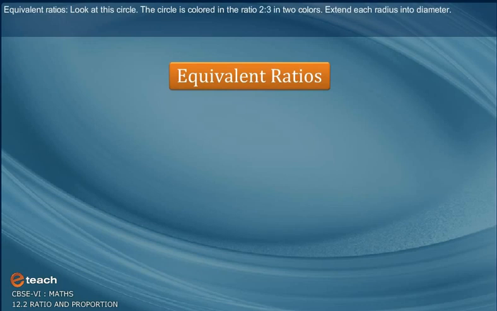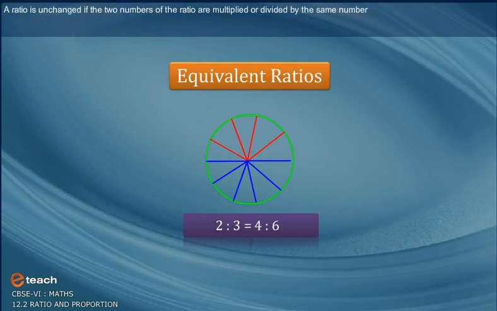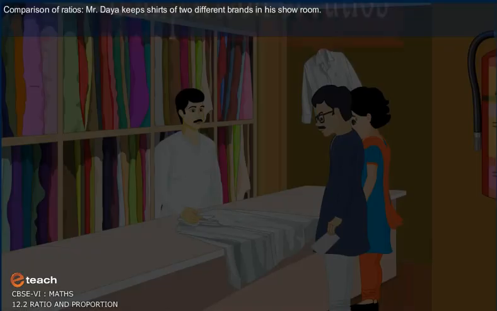Equivalent ratios. Look at this circle. The circle is colored in the ratio of 2 is to 3 in 2 colors. Extend each radius into a diameter. Now we can say that the circle is colored in the ratio of 4 is to 6. Are these ratios equal? Yes, because no change has occurred while dividing the circle further into more parts. A ratio is unchanged if the two numbers of the ratio are multiplied or divided by the same number.